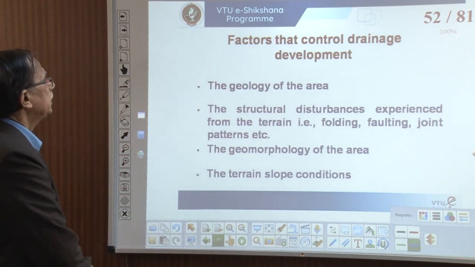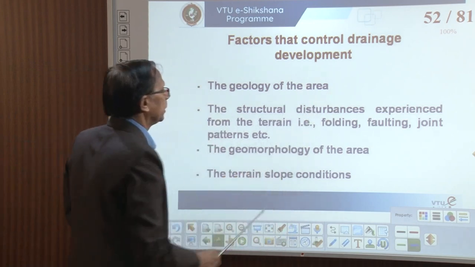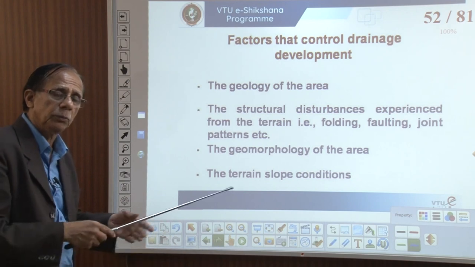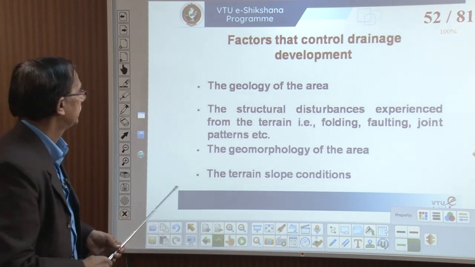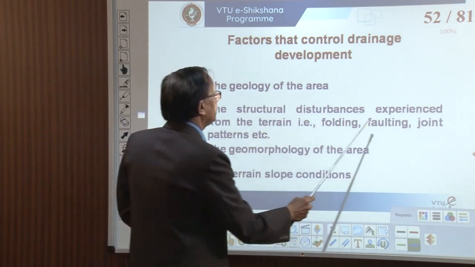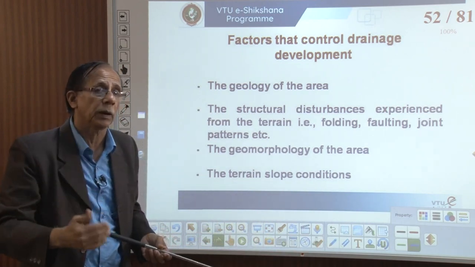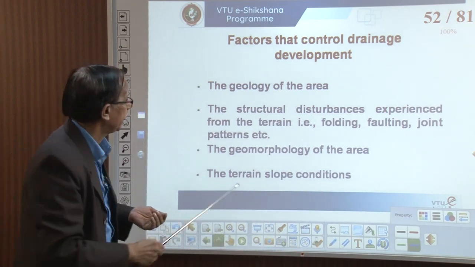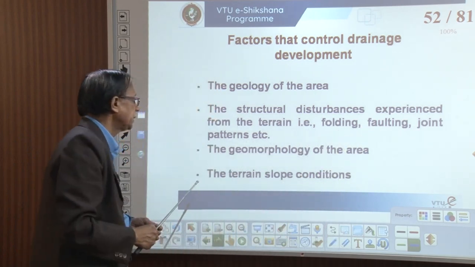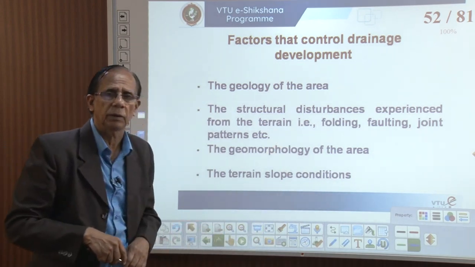Yes. Factors that control development. Just now we have said, geology of the area, more or less uniform area, dendritic pattern, hard rock, only a few tributaries can develop like that. So basically geology, I have to keep in mind. The structural disturbances, I have a dendritic pattern or rectangular pattern, parallel pattern, etc., for example, folding, faulting, joint pattern, etc. They determine. Then the geomorphology of the area.